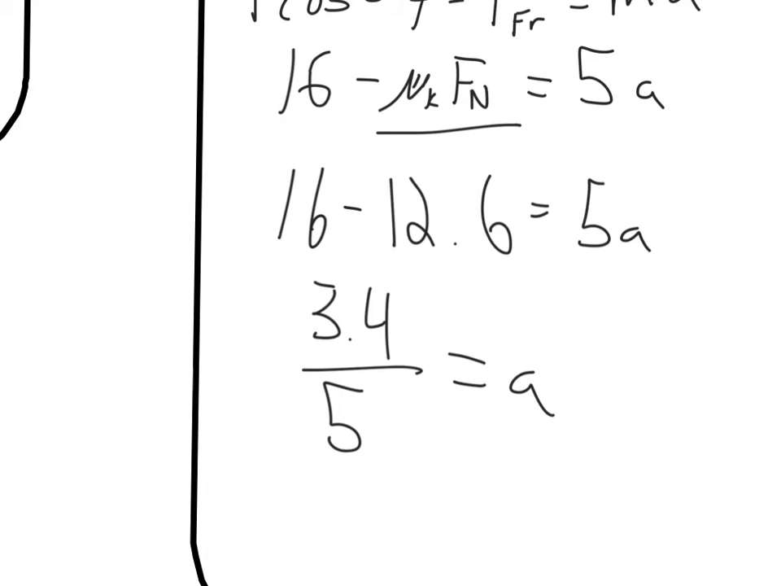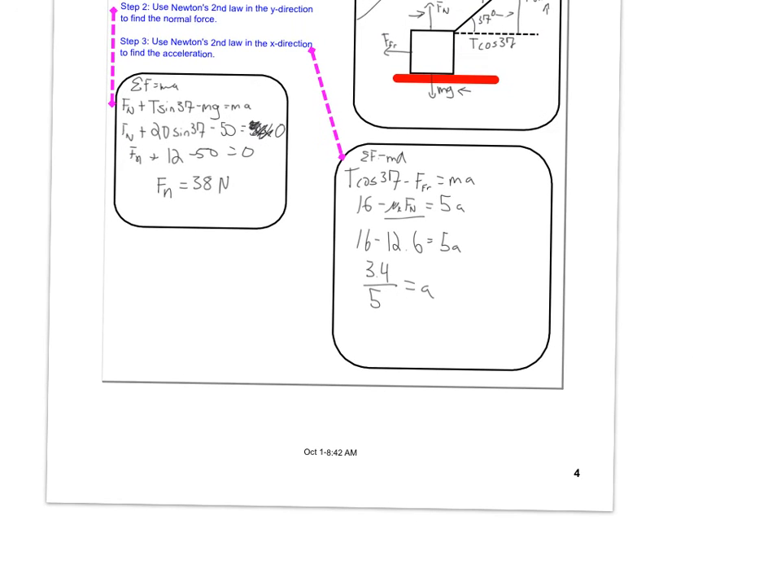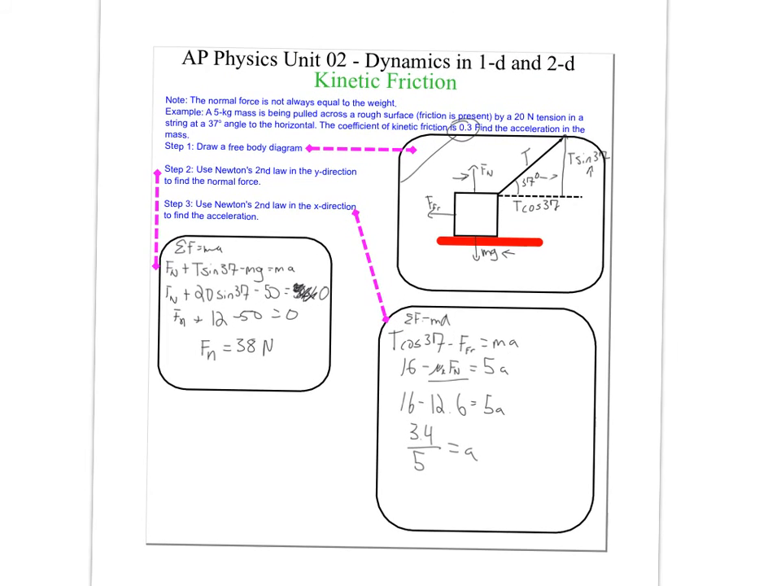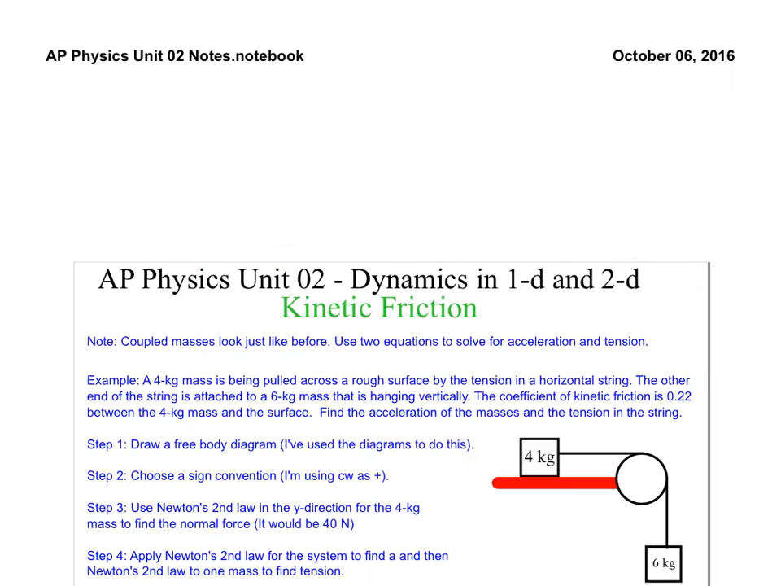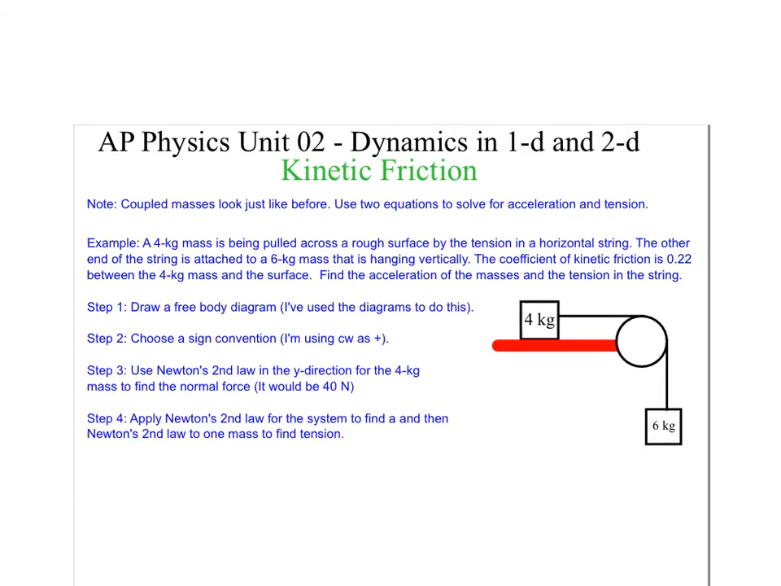But again, we're doing the same stuff. We're not doing anything different, except we're just adding in the force of friction here. Just remember that it is the coefficient of friction times the normal force. Make sure you find the normal force before you try to do anything else.